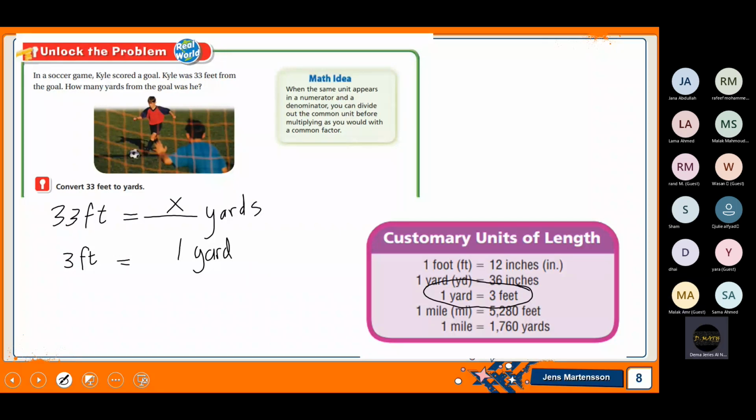Let's come back here. So then, what do you have to do next? You will make a cross product. 3 times 11 equals what? 33. 33. And x times 3 equals what? 3x. Perfect.